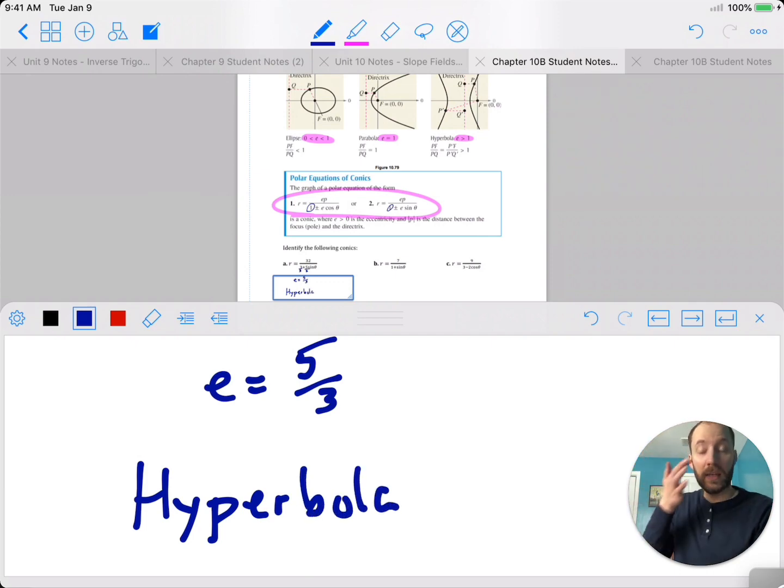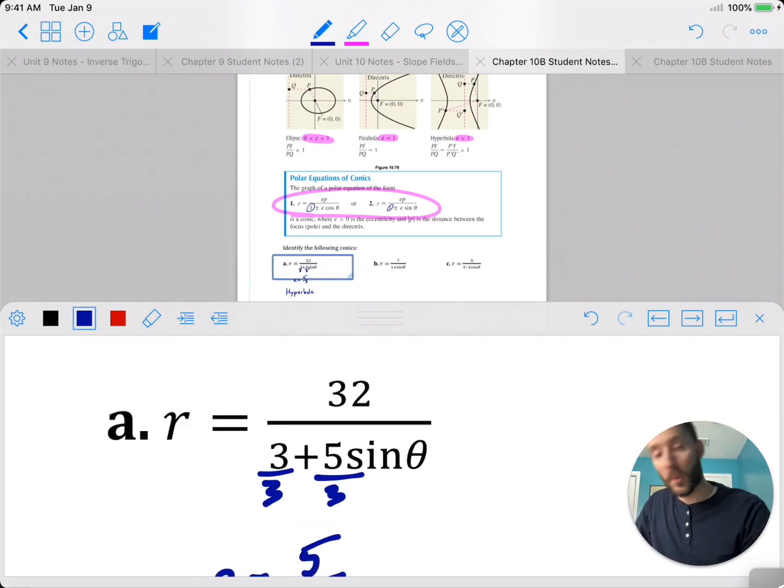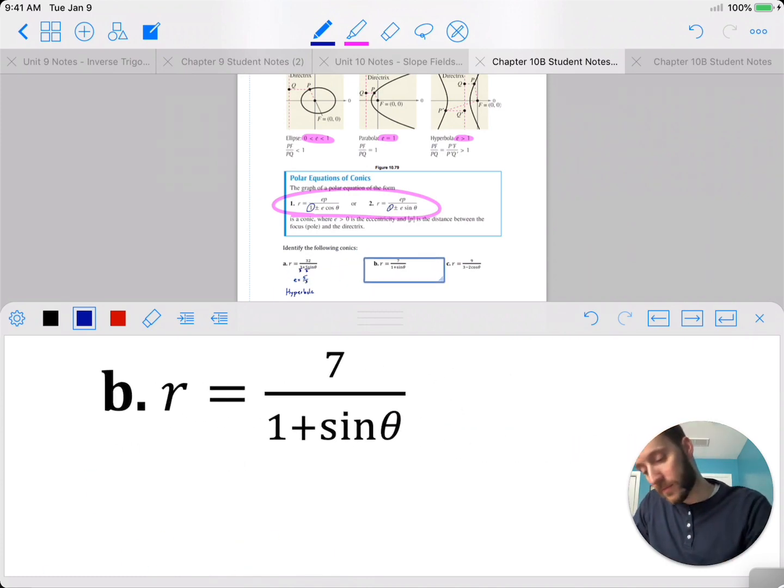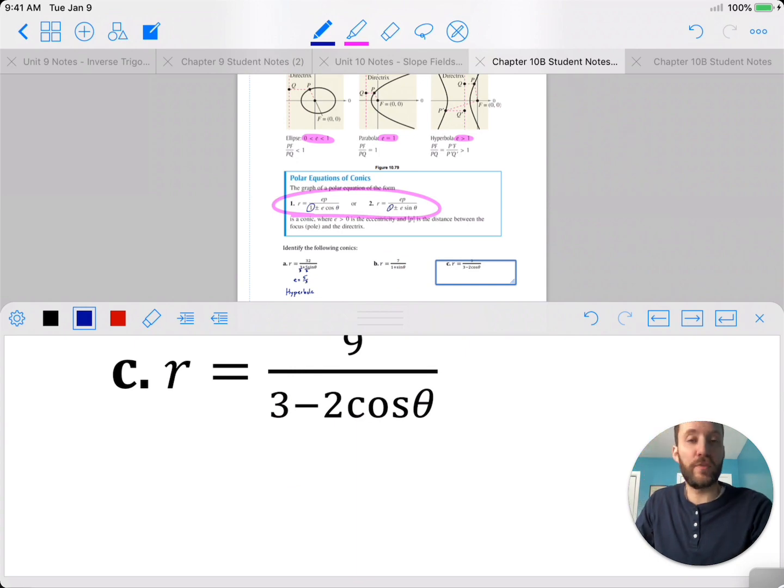Okay, so the e value is all that matters. There should be a 1 in the front of the denominator. If there isn't a 1, divide everything by that value, and you'll find the eccentricity, the coefficient on sine or cosine. Positive or negative doesn't matter because each form has a plus or minus.